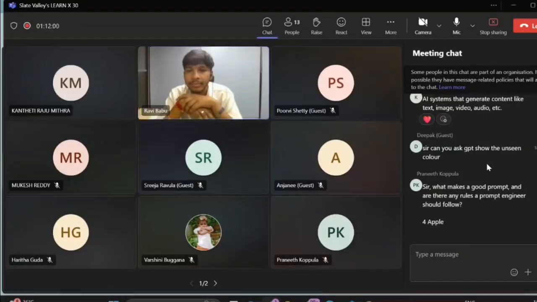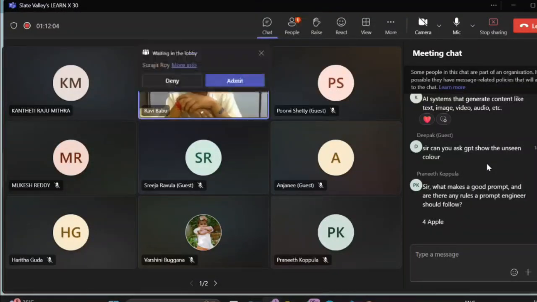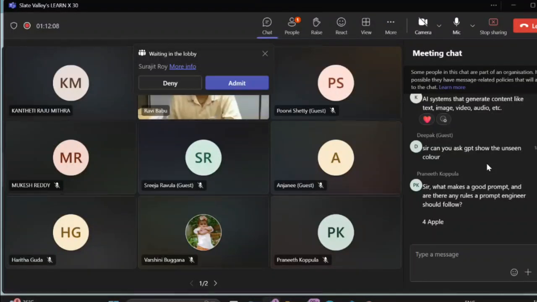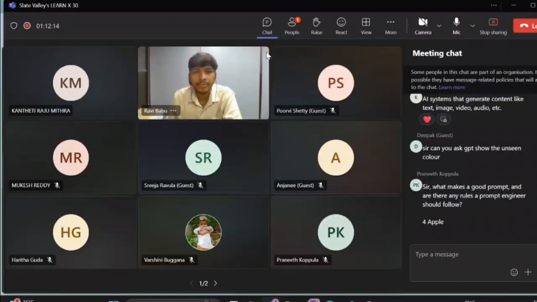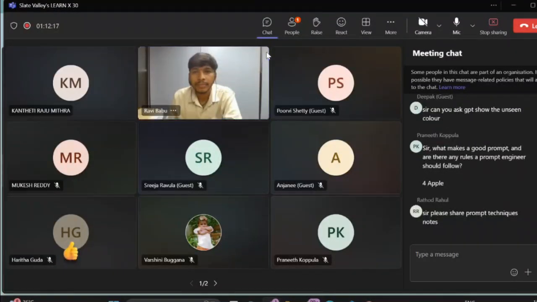Prompt engineering is not completed within one day or one hour. You need some more time to explore everything with real-time examples. So, if possible, try to schedule one more session. I'll definitely join you. Yeah, sure, Rahul. We'll share the PPTs and the PDFs with Ravi Babu, and Ravi Babu will share them with you.